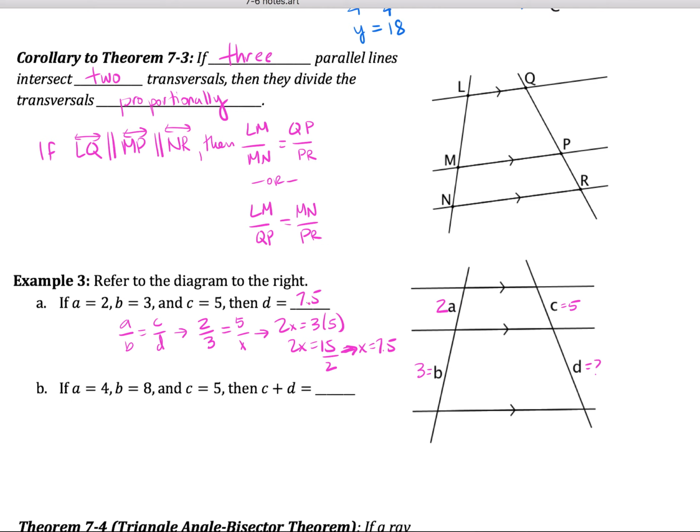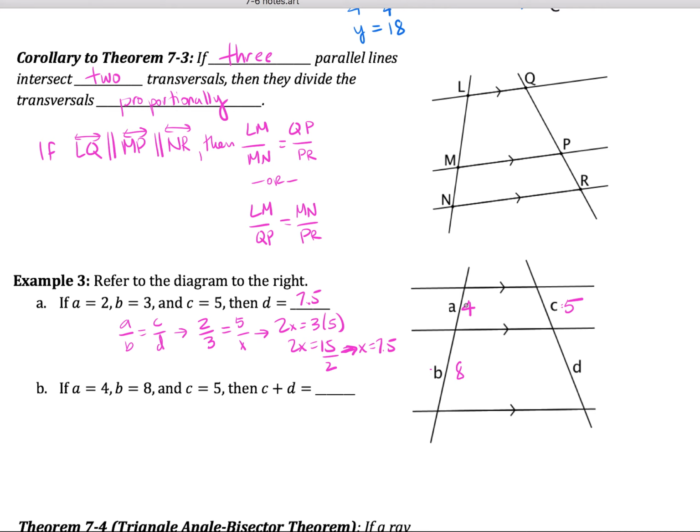Now if we change some of these values, we could probably solve another proportion here. Let me get rid of these values, and I'll change them into what they have in part B. If you wanted, right now, you could go ahead and pause this video and try to work out part B yourself. I'm going to put a 4 here for A. I'm going to put an 8 here for B. And I'm going to put a 5 here for C. And then the question is asking, what does C plus D equal? Well, there's a number of different ways I could set this one up.